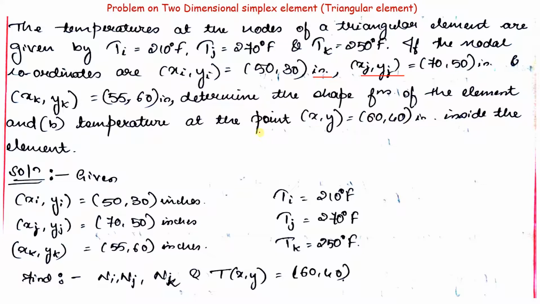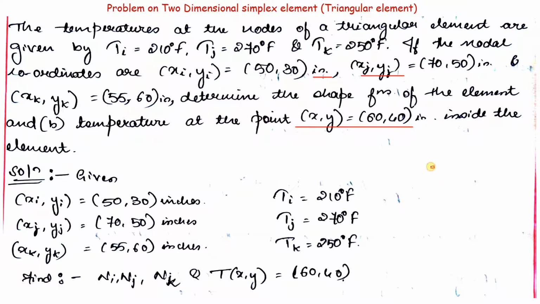So in the previous problem for 1D, what did we determine? We determined the shape functions N1, N2, and we wrote the interpolation function. Once we got the shape functions N1, N2, we substituted those in the general equation, and we got the interpolation function in terms of shape functions. Then they asked us to find the temperature at X equal to 45 centimeter. Same way here, first we have to find the shape functions N1, N2, and N3, that is Ni, Nj, and Nk. Then get the interpolation function, then substitute X and Y as 60 and 40 and find out the temperature at this point.